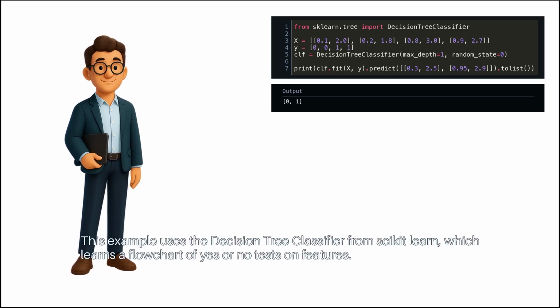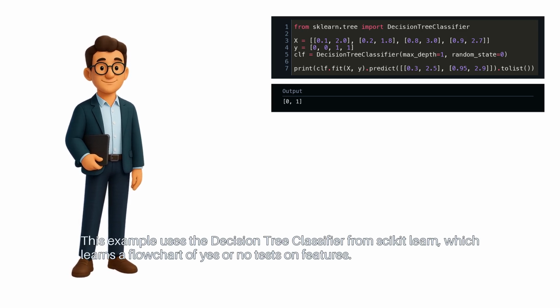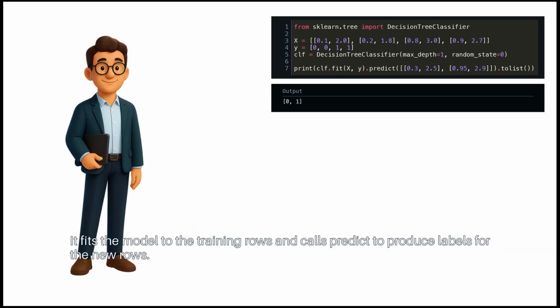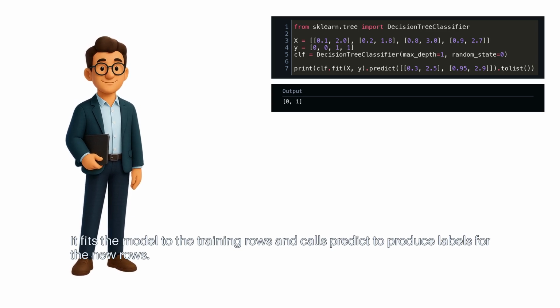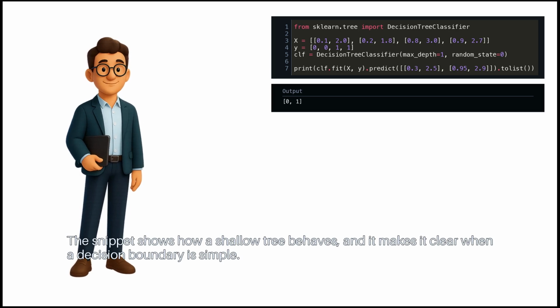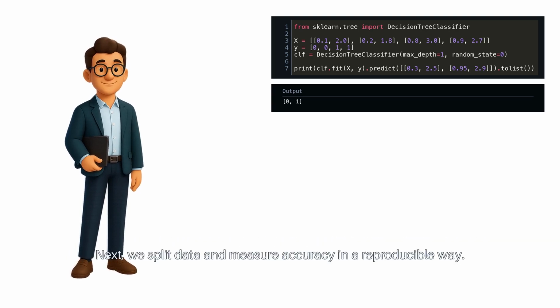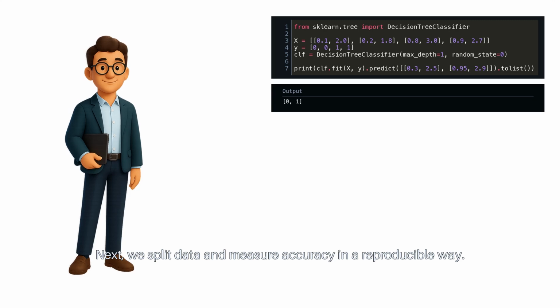This example uses the DecisionTreeClassifier from scikit-learn, which learns a flowchart of yes or no tests on features. It fits the model to the training rows and calls predict to produce labels for the new rows. The snippet shows how a shallow tree behaves, and it makes it clear when a decision boundary is simple. If you change the tree depth to be larger, the model can fit more detail and may overfit the tiny data. Next, we split data and measure accuracy in a reproducible way.